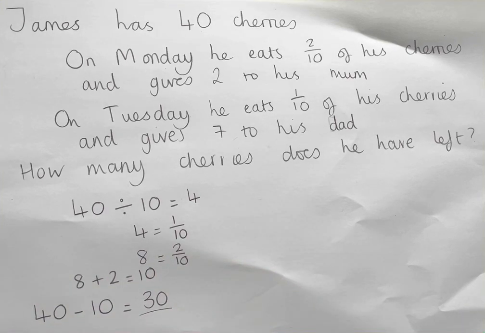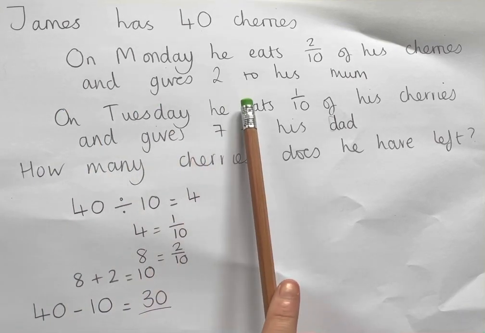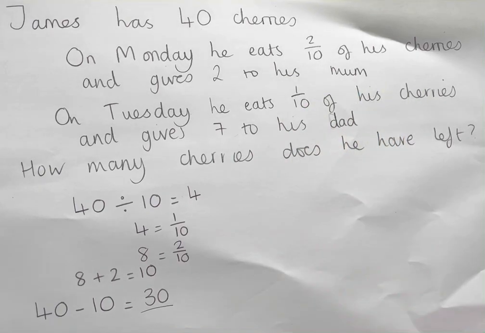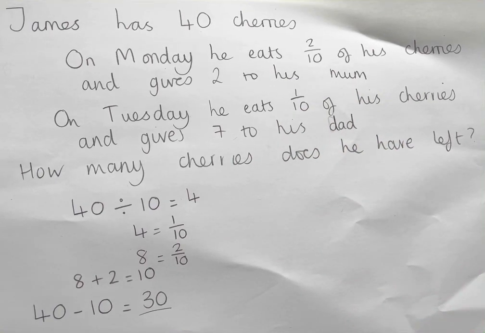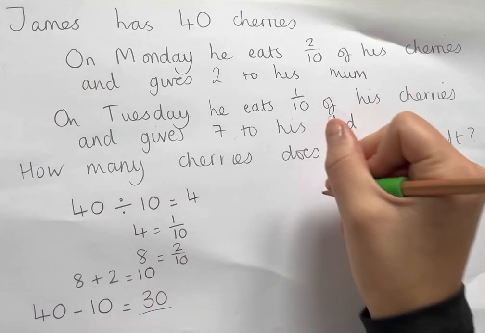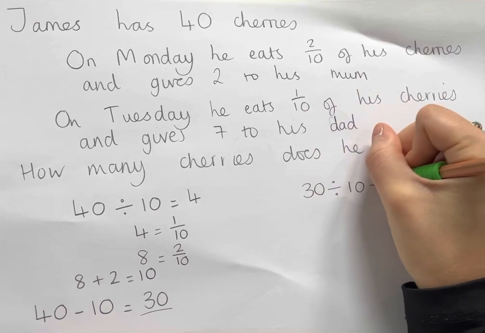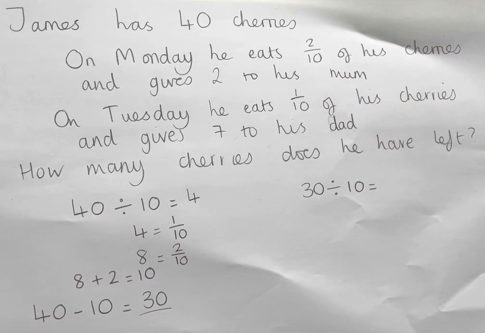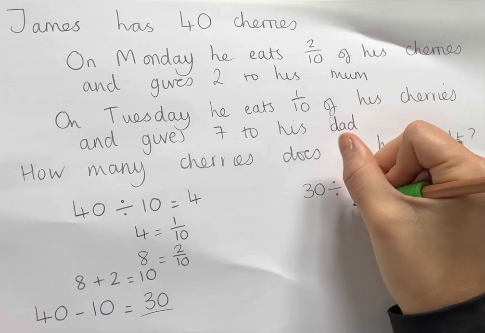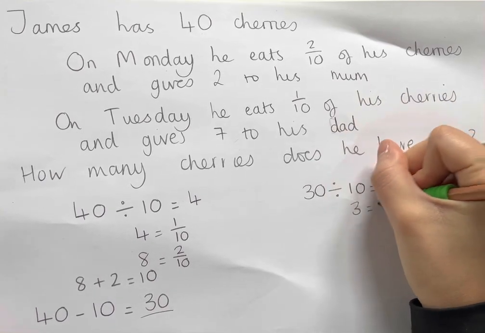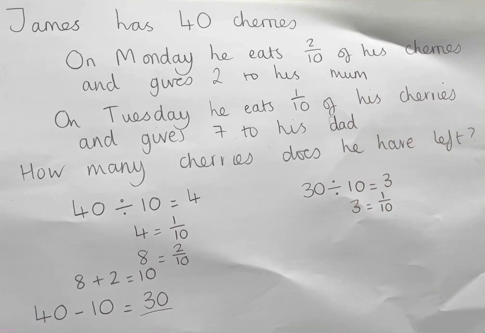And the question says, on Tuesday, he eats 1/10 of his cherries and gives 7 to his dad. So we need to work out what 1/10 of 30 is. So that means we need to divide 30 by 10. Well, we know the answer to that because we know our 3 times tables. So we know that 30 divided by 10 is 3. So that means that 3 equals 1/10 of 30.